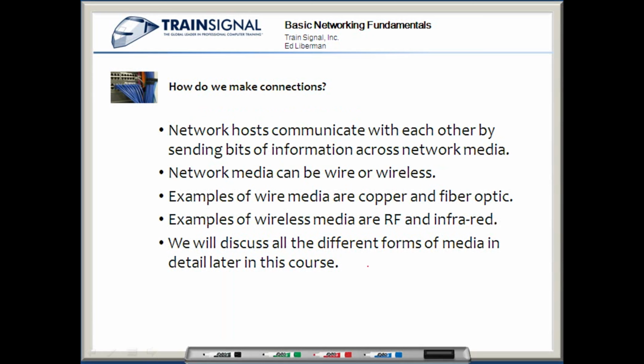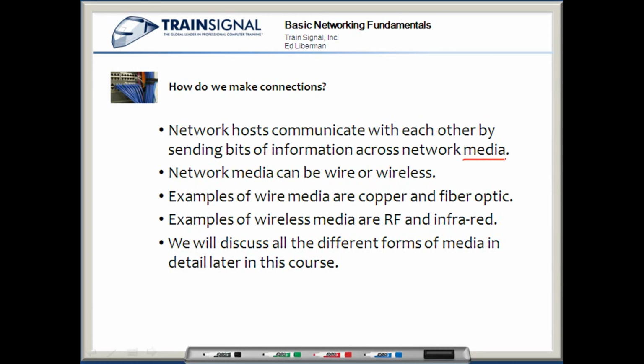Alright, so now that you know what a network is, and you know some of the different types of networks that are out there, well, how do we actually make these computers become a network? Right? I said you got to have 2 or more hosts or computers that have a network interface and communicate with each other. Well, how do they communicate? Well, they communicate by sending bits of information across something called network media.